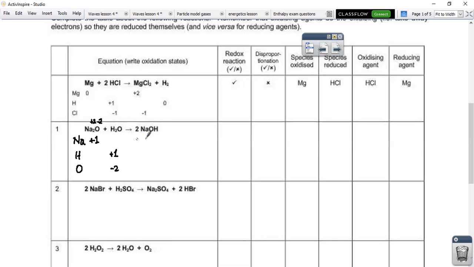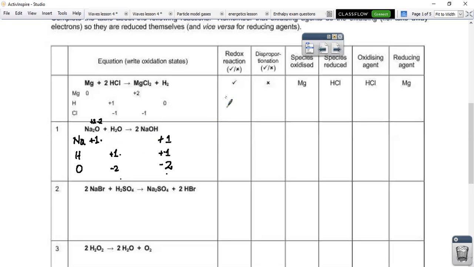What's the oxidation state of sodium? Is it still +1? +1, very good. Okay. What about that of the hydrogen? +1. What about that of the oxygen? -2. So can you see, same numbers, isn't it? Yeah.